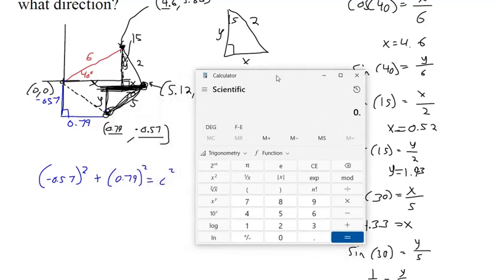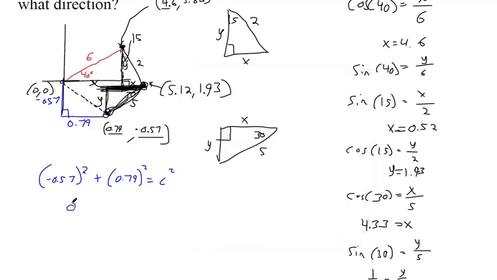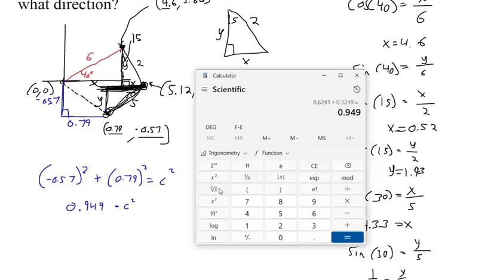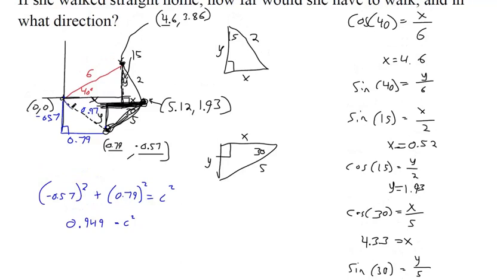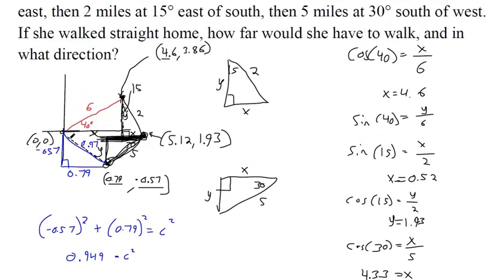And so 0.57 squared and 0.79 squared. If we add those together, 0.949. And we want to just use a square root on both sides to finish getting c by itself. So it looks like it's 0.97 roughly. So a little less than a mile is how much they could have traveled.